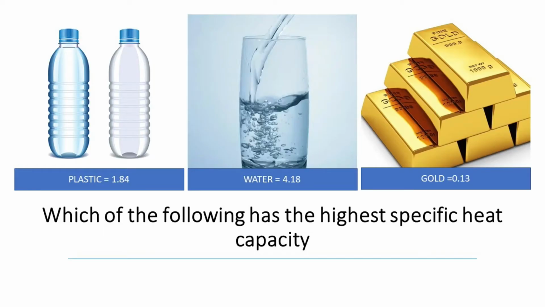Which has the highest specific heat capacity? Is it A, plastic, B, water, or C, gold? So if you answered water, then you are correct.